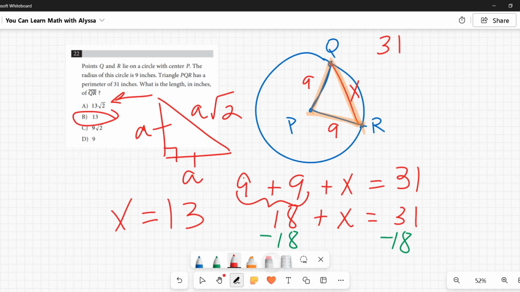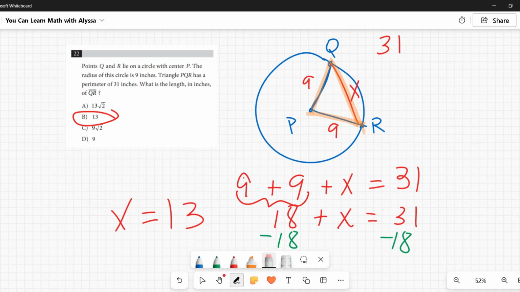It is provided for you, but that's clearly what they're trying to get you to think, that this is a right angle. They never said it's a right angle. Nowhere in this problem does it say it's a right angle. It just says the 2 points Q and R are on the circle. Each of those is a radius of the circle, and the perimeter is 31. So it's not as fancy as they're trying to make you think. And the answer is just B, 13.